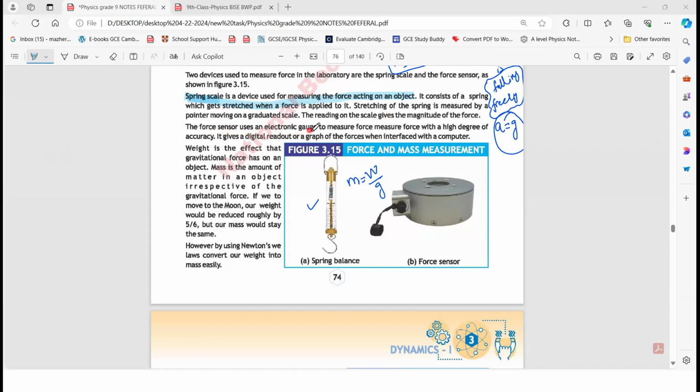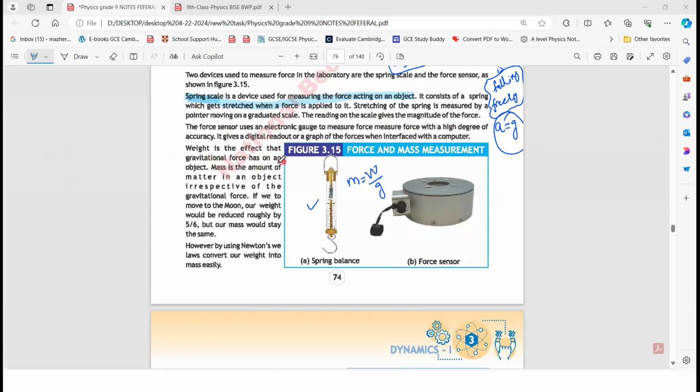Now, the force sensor uses an electronic gauge. Now he is talking about this apparatus. This force sensor uses an electronic gauge to measure force with a higher degree of accuracy. It gives a digital reading on the graph of the force when interfaced with the computer.